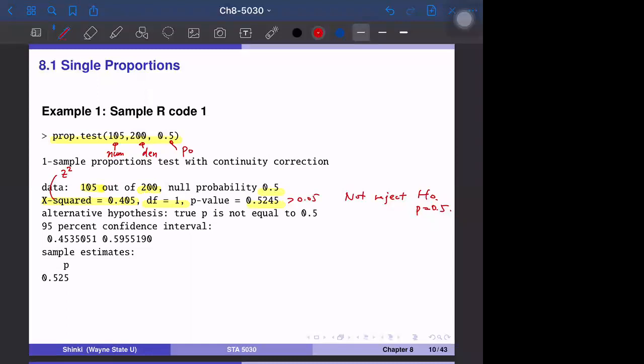So we have the concept of the 95% confidence interval. That means if the true p is within this range, our p hat is plausible. And actually the range of the true p is between 0.453 and 0.596. So with this range, the p hat of 0.525 is very plausible. So this is the 95% confidence interval.